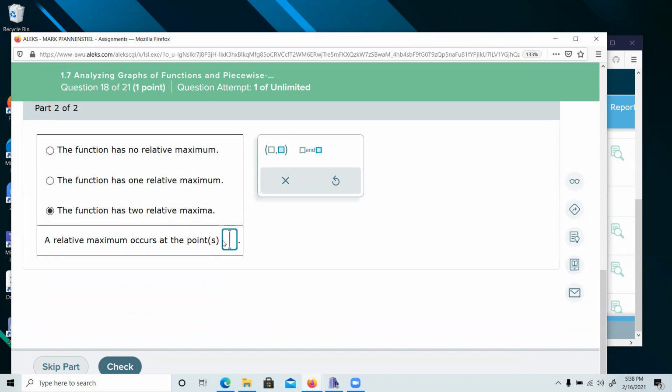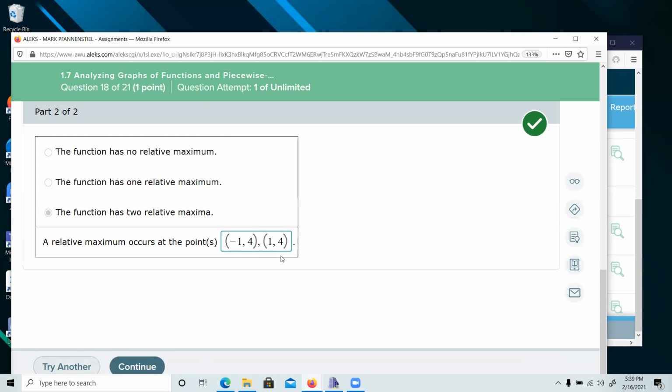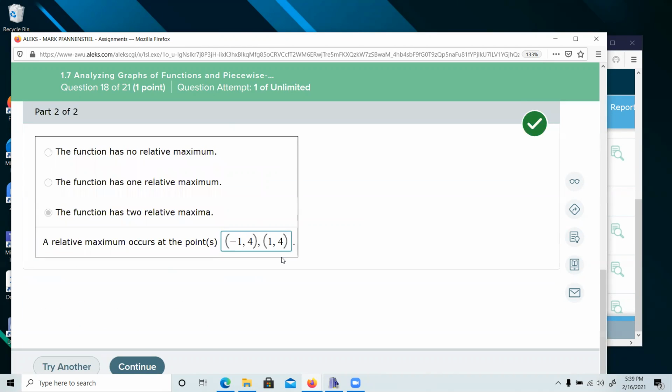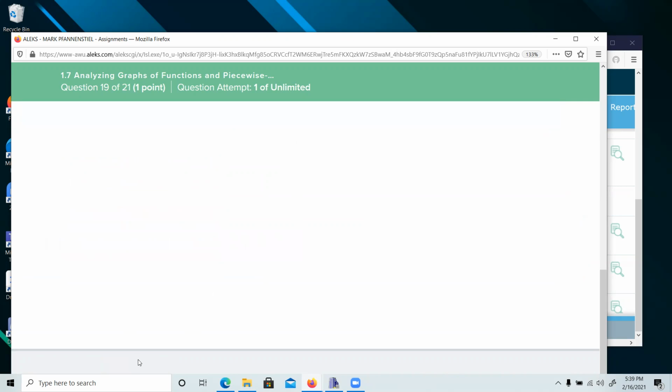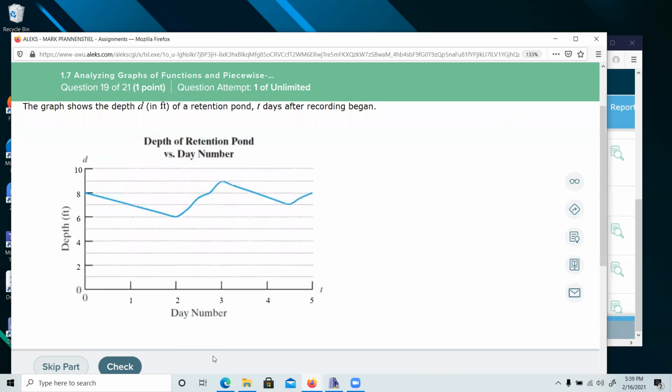So 2 relative. So we have -1, 4, comma, +1. Oops, +1 and 4. All right. So they didn't ask about an absolute, that's fine, because there would not be an absolute minimum, but a relative one, that's okay.